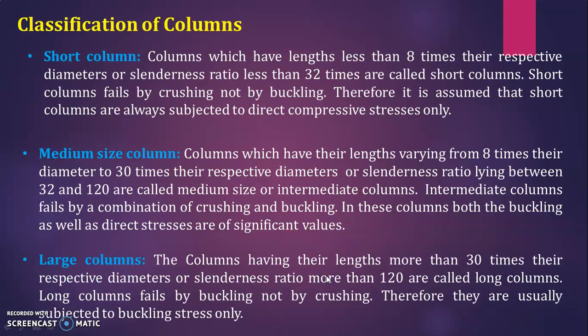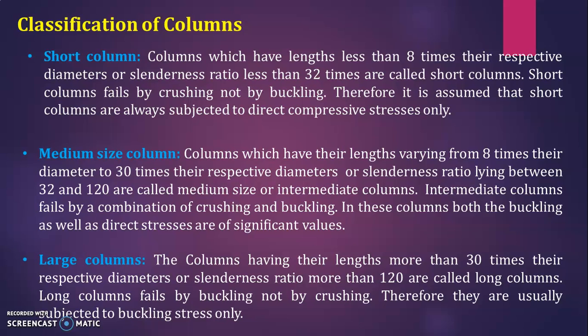The next one is long columns. The columns having their lengths more than 30 times their respective diameters or slenderness ratio more than 120 are called long columns. And long columns fail by buckling. Here the failure is due to buckling, not by crushing. Therefore they are usually subjected to buckling stresses only. You can see the difference. Short columns mainly fail by crushing. Medium columns fail by the combination of crushing and buckling. Long columns fail by buckling.